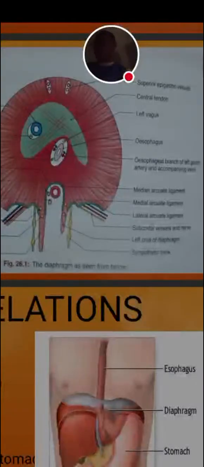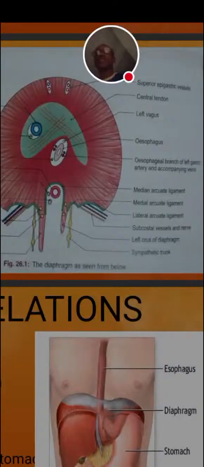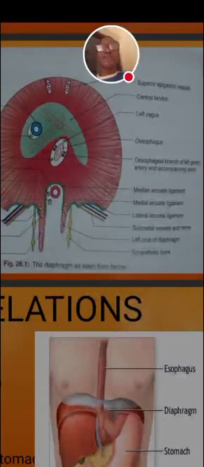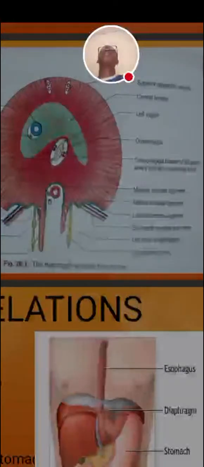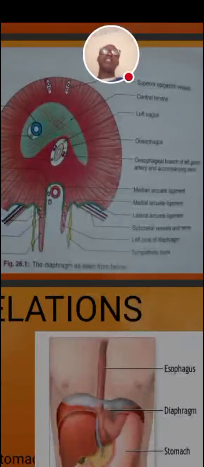This is not clear. Let me get to where you can see my face, because seeing is believing. Yes, seeing is believing. When you see, you believe. Okay, then you can see me here now. We said the diaphragm is what?